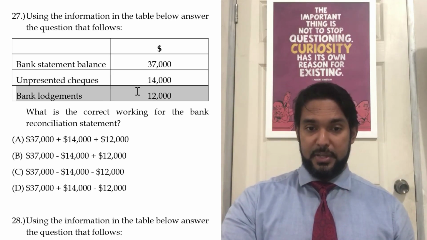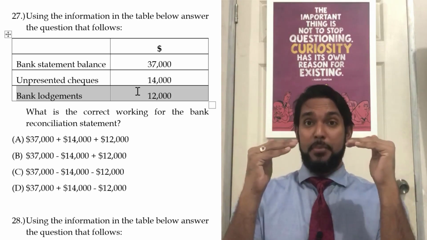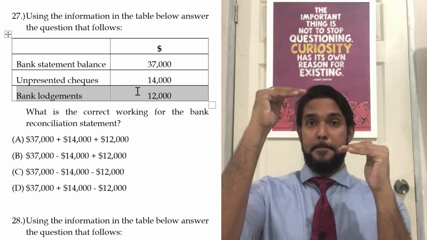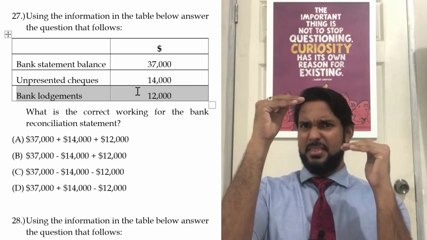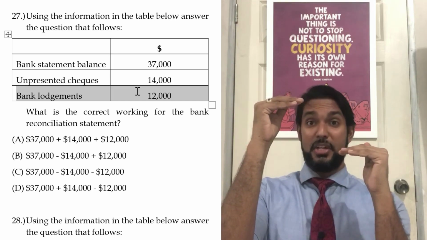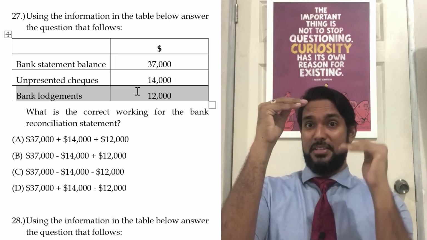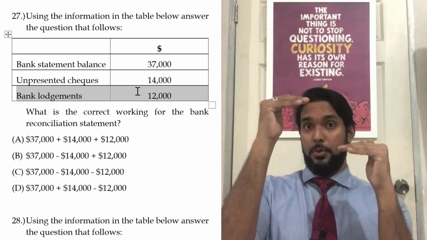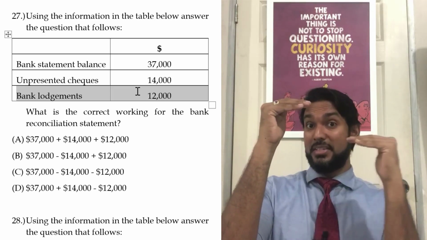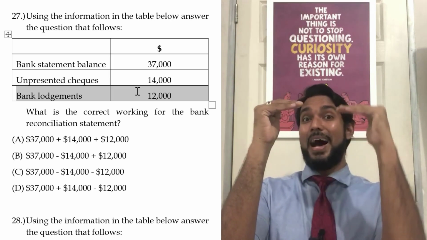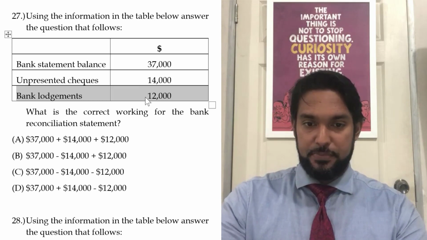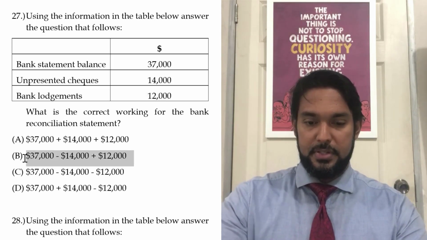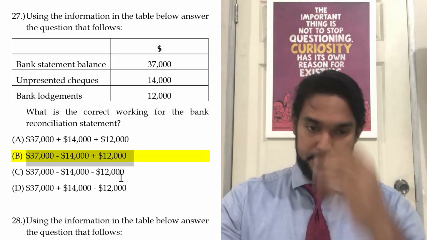Now, bank lodgements, that's when we get money, so our cash book is going to go up. We're going to deposit the money in the bank, but until that money clears, until the checks are processed, the bank statement balance is below. So to show what happens if and when those checks actually hit the bank statement, we're going to have to add. So we're doing minus 14 plus 12. 37 minus 14 plus 12.